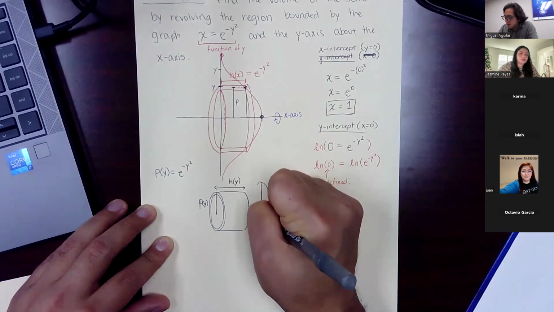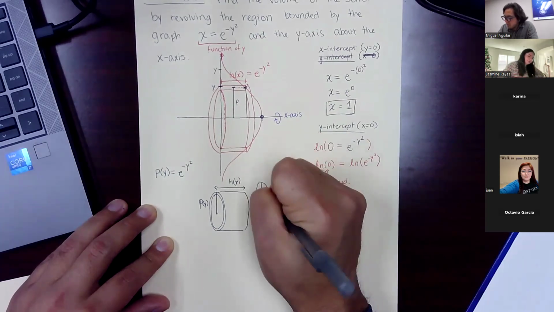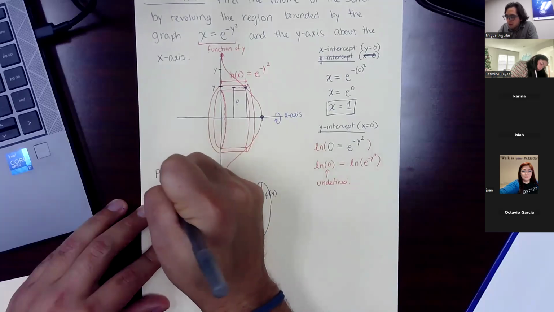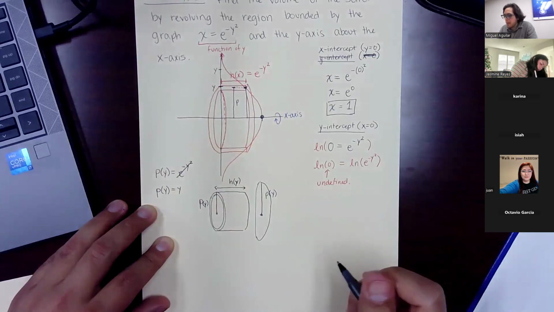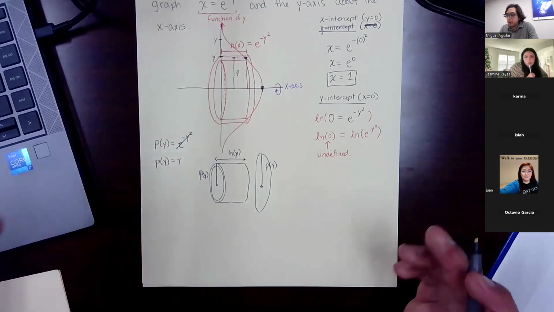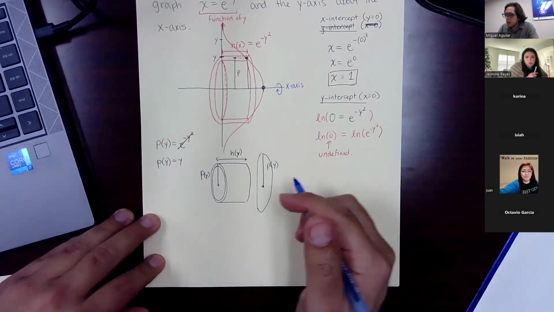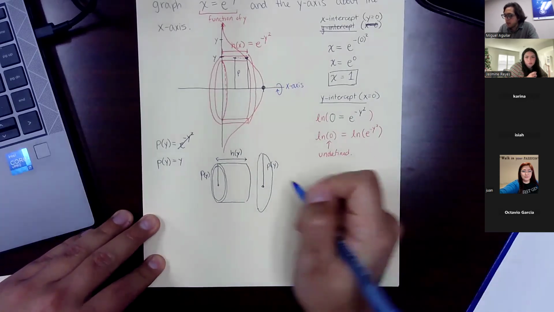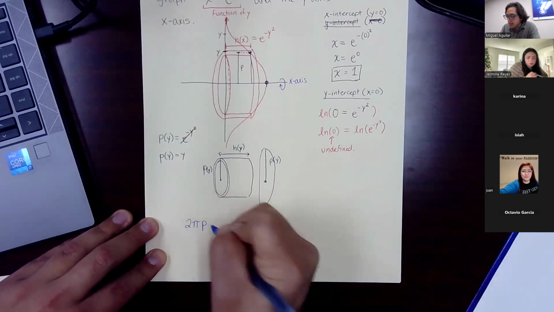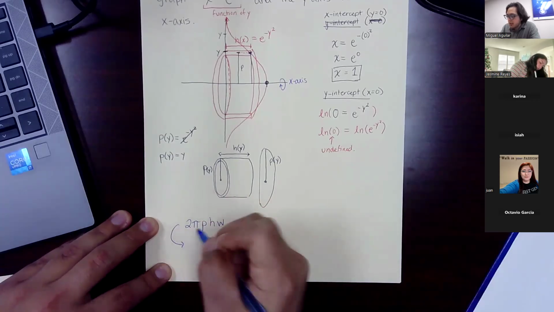P of y is just the y value. Okay. So again, it takes a little bit of trickery to figure that out. But if we think back to our little analogy, 2 pi times that average radius times the height times the width, that's going to help us set up our integral.